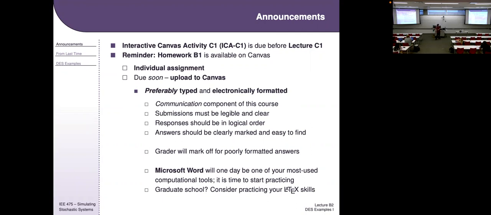I forget how many Bs we have, so it's either Tuesday or, I think, next week. But the due date is on Canvas. Homework B1 is available in Canvas.